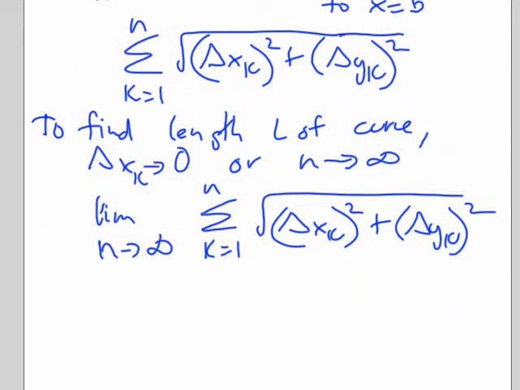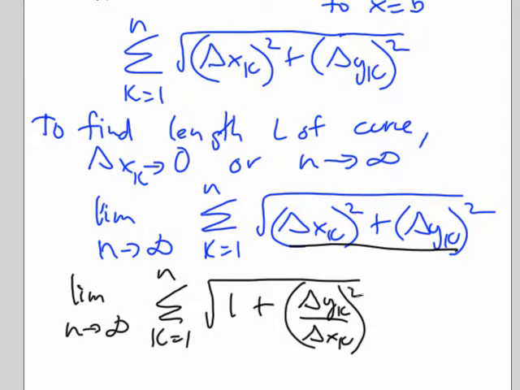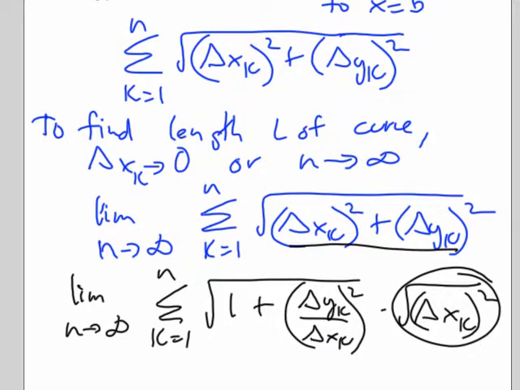Now I'm going to do one more thing with this. And that is going to be to factor out of the square root sign a delta x sub k squared. And that would give me, multiplied by delta x sub k squared. Just confirm that algebra. And then of course this is just going to be delta x.